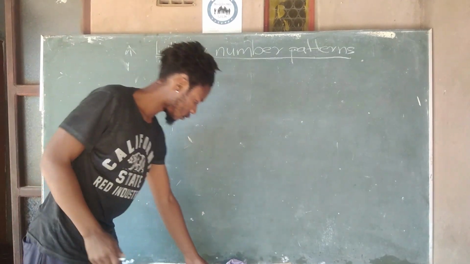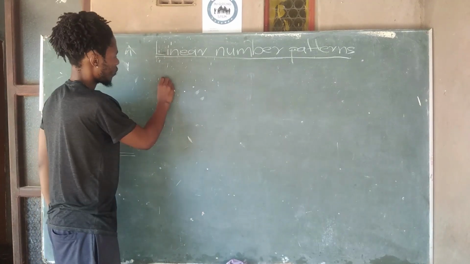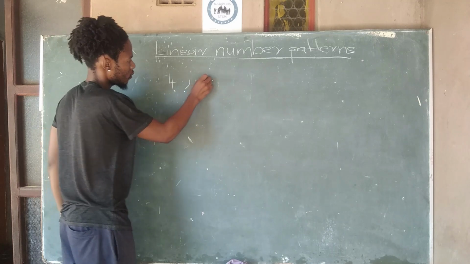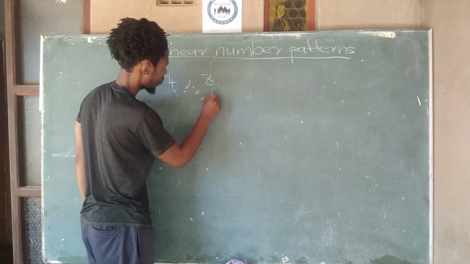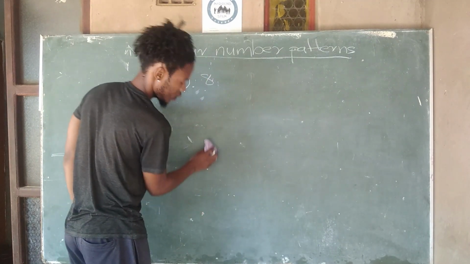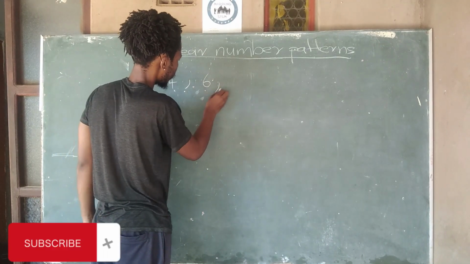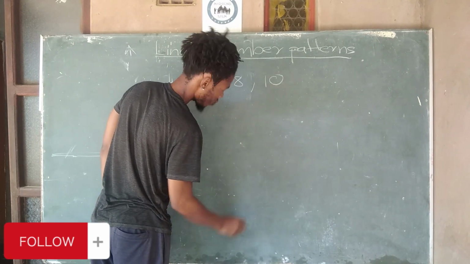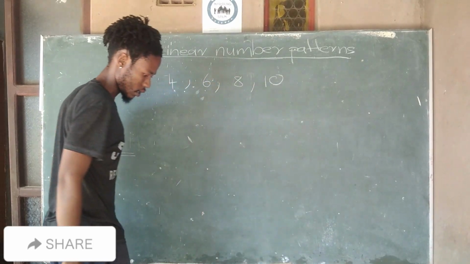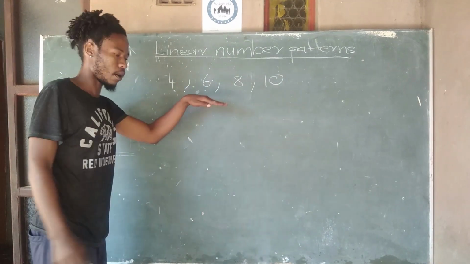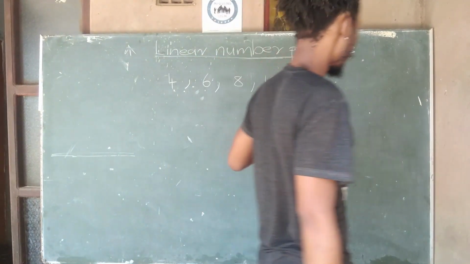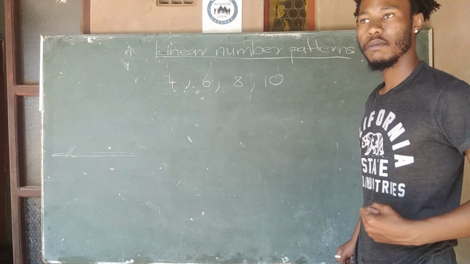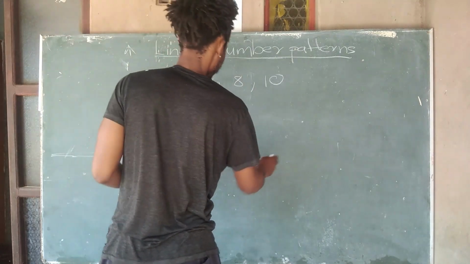Okay guys, I have this pattern now. It's 4, 6, 8, 10. Yeah, this is our linear number pattern. So the question here says find the next 2 terms of the sequence.